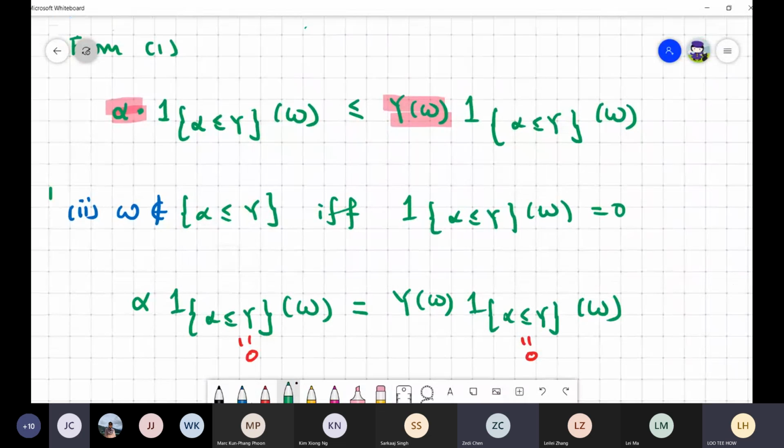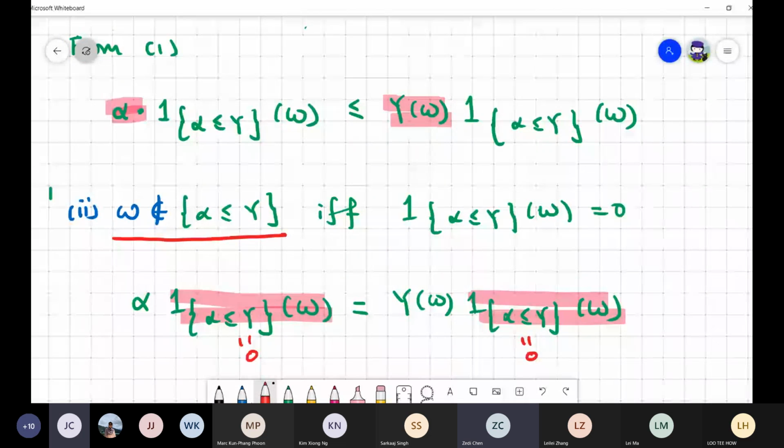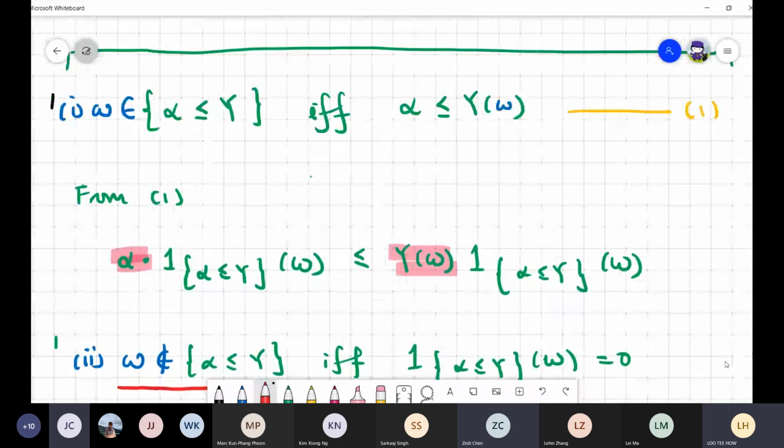So in this case, we just focus on this part. Both sides equal to 0, so we have equality. This is for the case whereby omega does not belong to this domain. So when omega belongs to this domain, we focus on this: y omega greater than or equal to alpha.